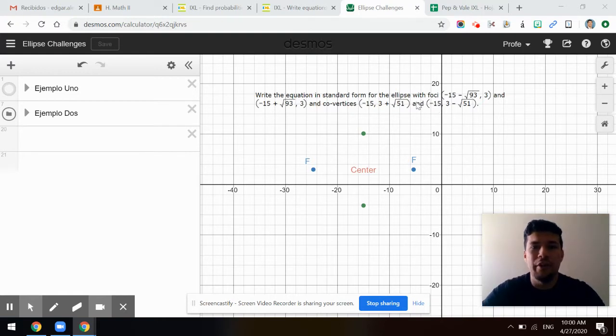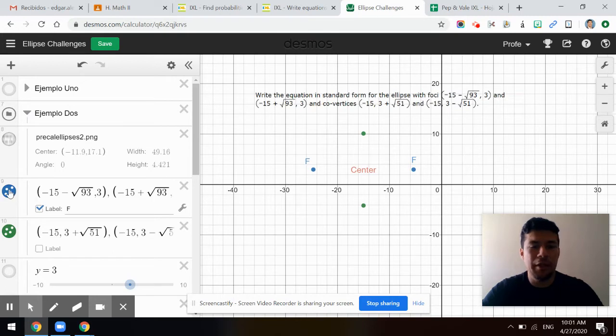So here are the clues that we're given. We've got an equation. We're looking for the equation in standard form. It gives us the foci and the covertices, and these are not nice looking. We've got square roots, adding and subtracting from a number, etc. So let's give it a shot.